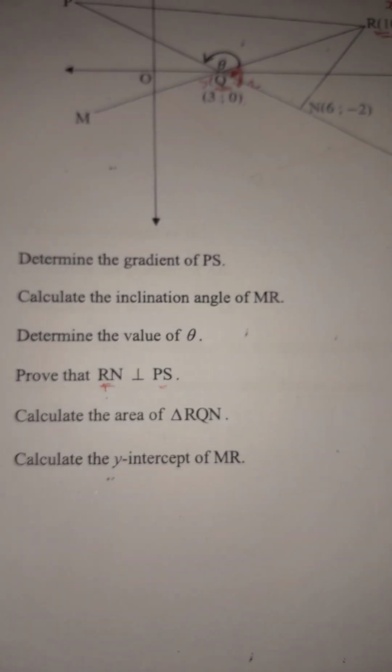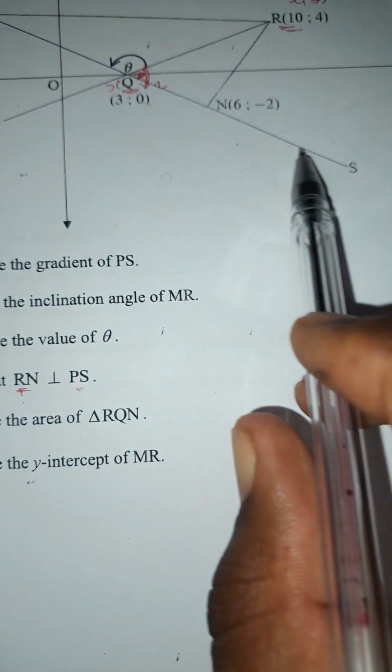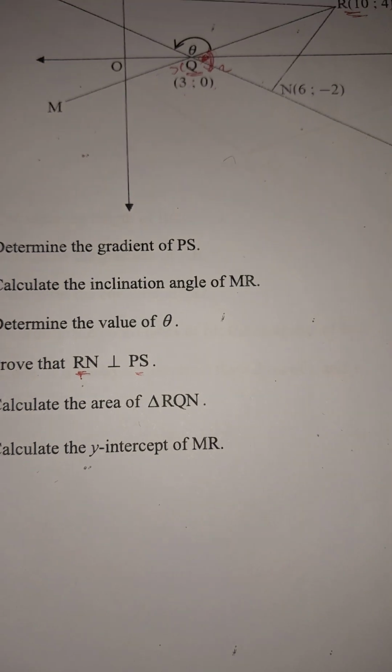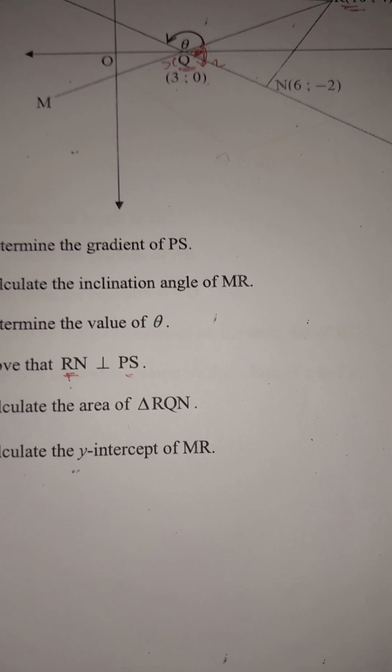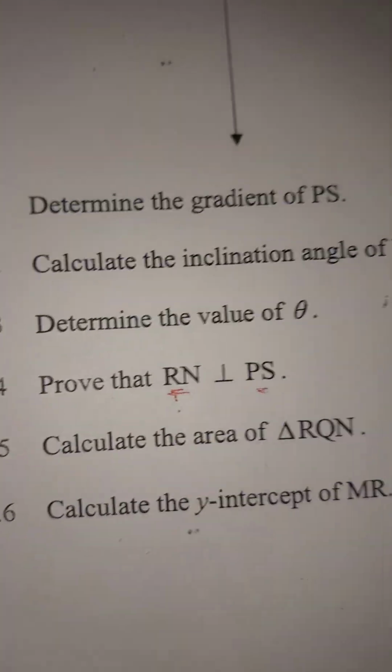Then let's visit 1.3. Yes, we are looking for the value of theta. You're right. The value of theta there is in PS, right? It's in PS, and we already know the gradient, right? Let's work it out. Yes, we are on 1.3 now.